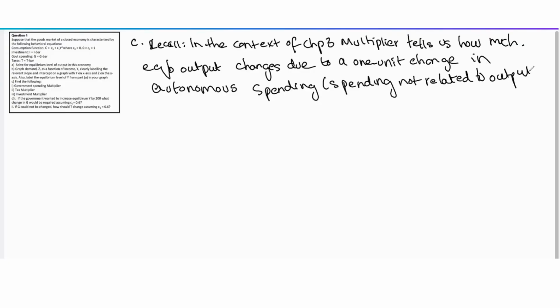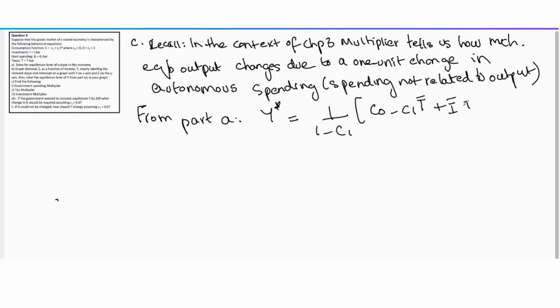So we know this, right? Remember, the multiplier tells us how much equilibrium output changes. From part A, we know equilibrium Y star is equal to 1 by 1 minus C1 times (C0 minus C1 T bar plus I bar plus G bar). So this is the equilibrium Y that we found in part A. Now, depending upon what component of autonomous spending changes, we can have a government spending multiplier, an investment multiplier, an autonomous consumption multiplier, and so on.